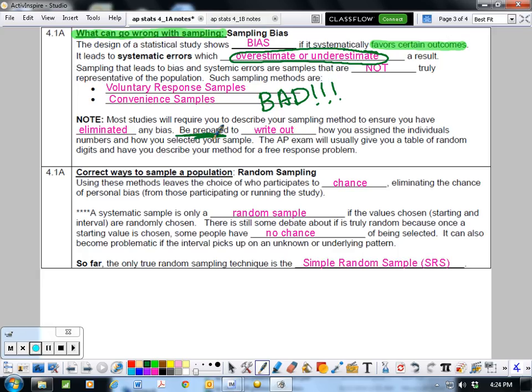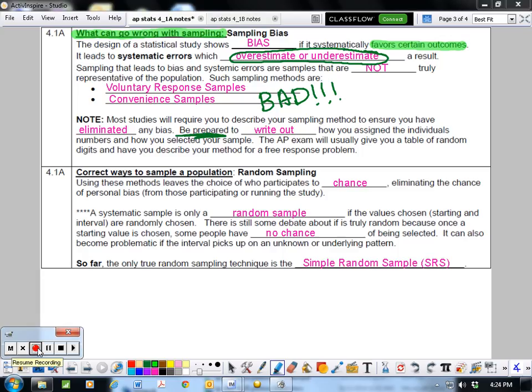And then once you assigned the individuals numbers, how did you select those numbers? Did you use a computer? Did you use a calculator? Did you pick numbers out of a hat? Did you use a random digit table? How did you do that? And a lot of times they're going to have you explain out in words how you did it every single time. Okay.